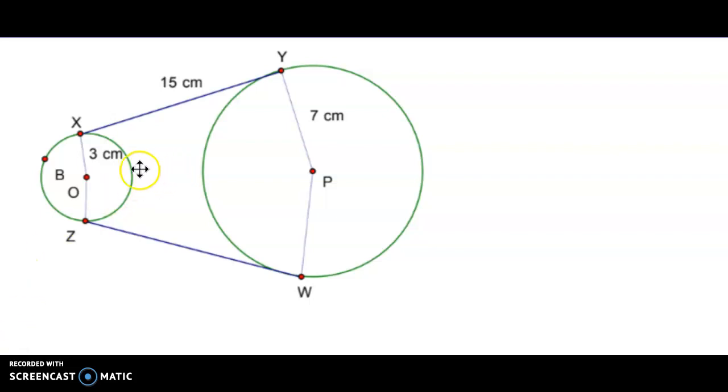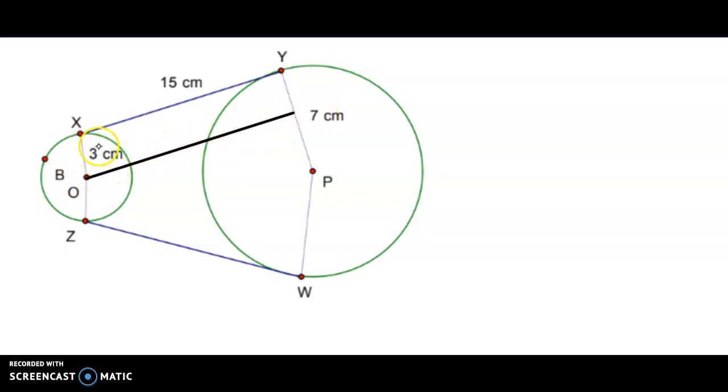For this problem, you're asked to find the distance between, I think, B and P. So the first thing I'm going to do, according to the steps in the notes, is from the center of the smaller circle, draw a line parallel to the tangent line. So in this case, X and Y, point X and point Y are the tangent points. I'm going to draw a line from here to here that runs parallel to this segment XY. So here, I drew in this line.